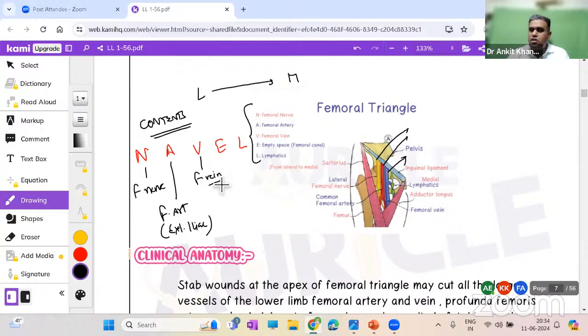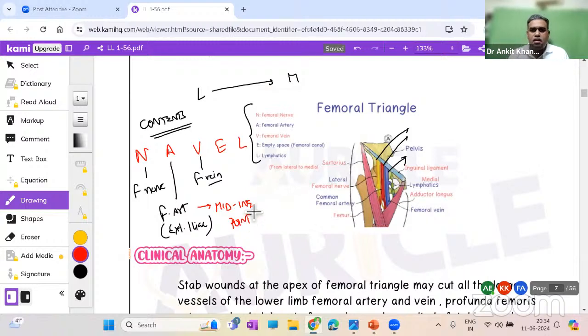So now keep a close look. Out of artery and vein, which is more medial? It is the vein which is medial. Artery is just lateral to it. Talking of surface marking, let me add over here. This artery, the femoral artery, is present at the mid-inguinal point. So you can actually easily palpate it on your own body.